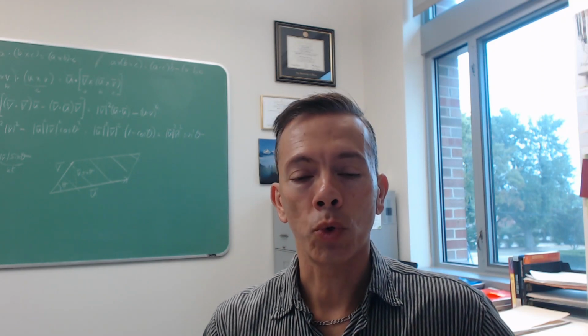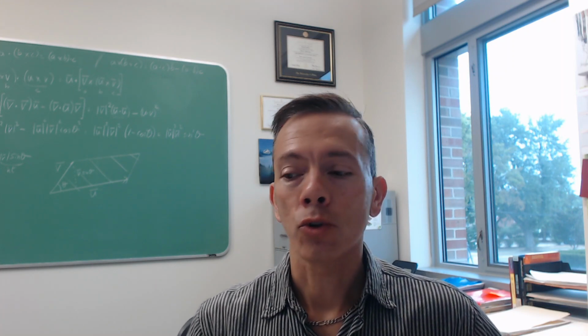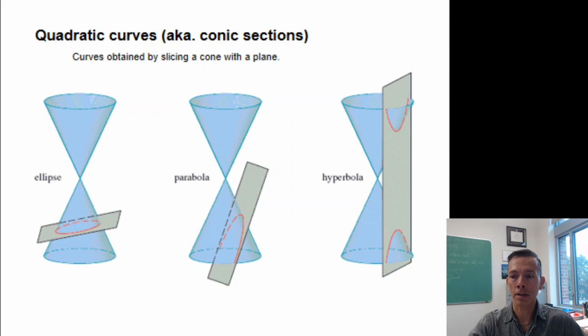Hello, this is lesson 12.6, quadric surfaces. Quadric surfaces are the three-dimensional equivalent to quadratic curves in 2 dimensions, also known as conic sections. Just to review, conic sections are curves that can be obtained by slicing a cone by a plane. The 3 main kinds are ellipses, parabolas, and hyperbolas, depending on the orientation of the plane with the cone.